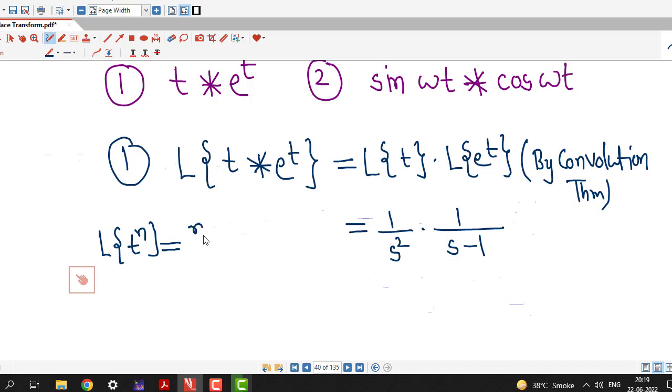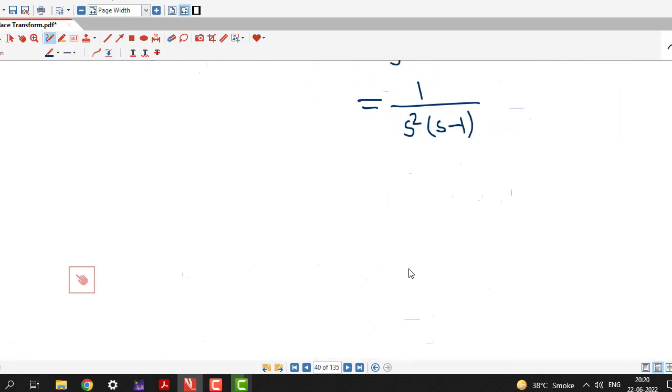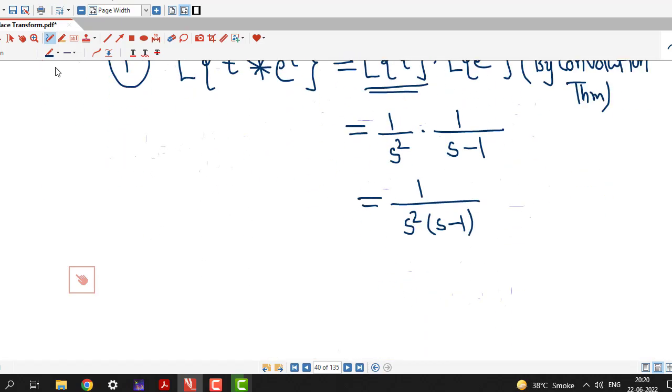Laplace transform of t raised to n is n factorial divided by s raised to n plus 1, and here power is 1. So we put n equal to 1, and Laplace transform of t is 1 by s square. Laplace transform of e raised to t is 1 by s minus 1. So this is very easy. You just have to multiply Laplace transforms of two functions, and if you wish you can verify.